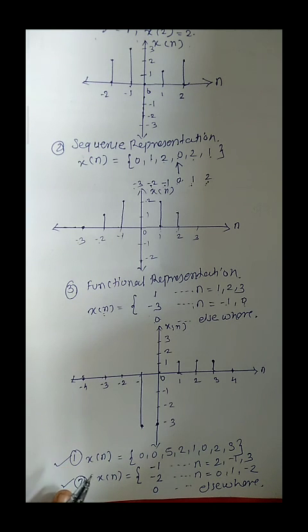So these two examples are for your work. x of n is equal to 0, 0, 5, 2, 1, 0, 2, 3, and x of n is equal to minus 1, minus 2 and 0.